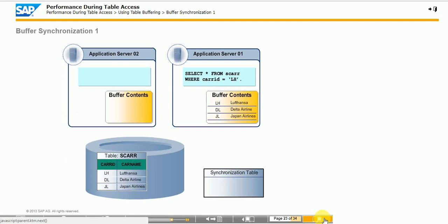Time point 1. A program running on server 1 reads records from table SCHAR on the database. Time point 2. SCHAR is fully loaded into the local buffer of server 1. The local buffer of this server is now used for access from server 1 to the data in the SCHAR table.